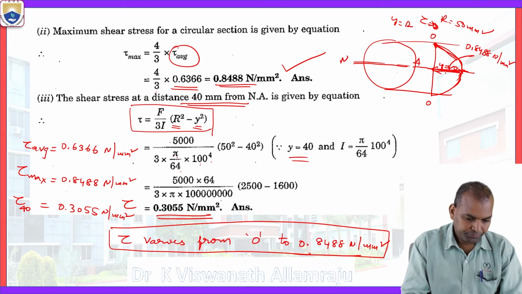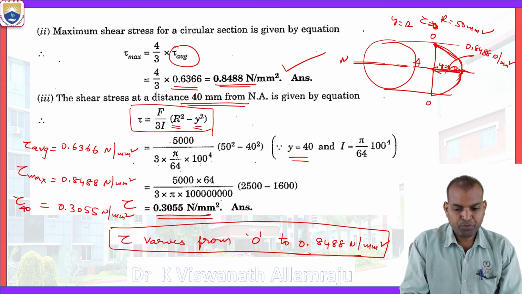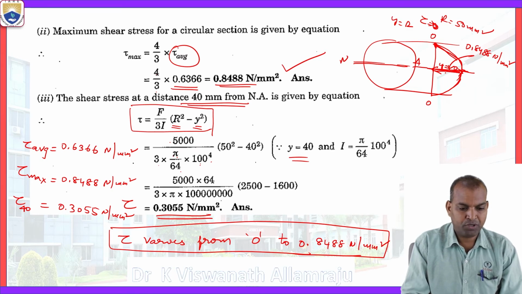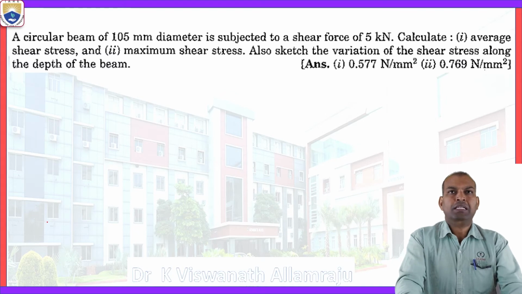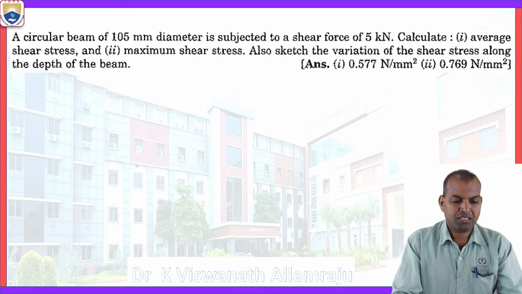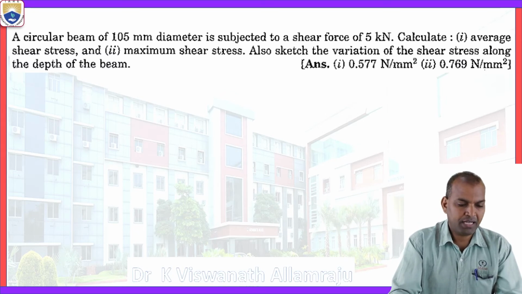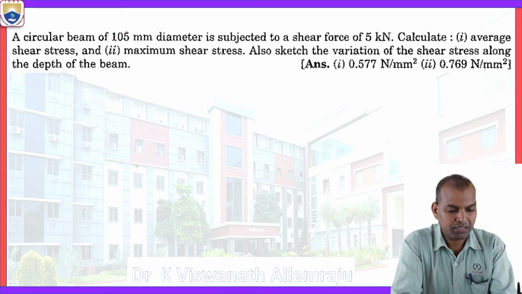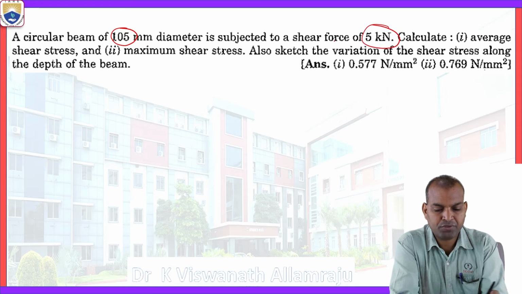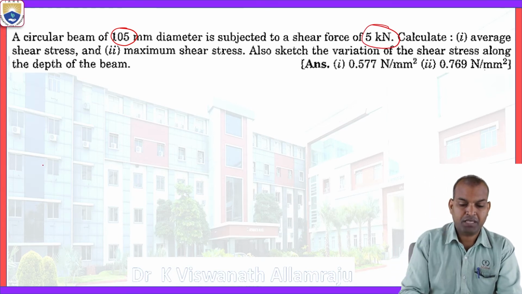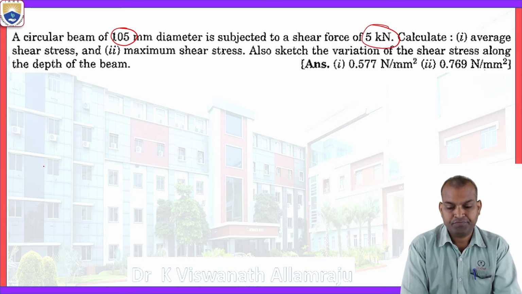Okay. Now, one more problem. Let us solve the same model. A circular beam having a diameter of 105 millimeter is subject to a shear force of 5 kilonewtons. Again, what is to be calculated?